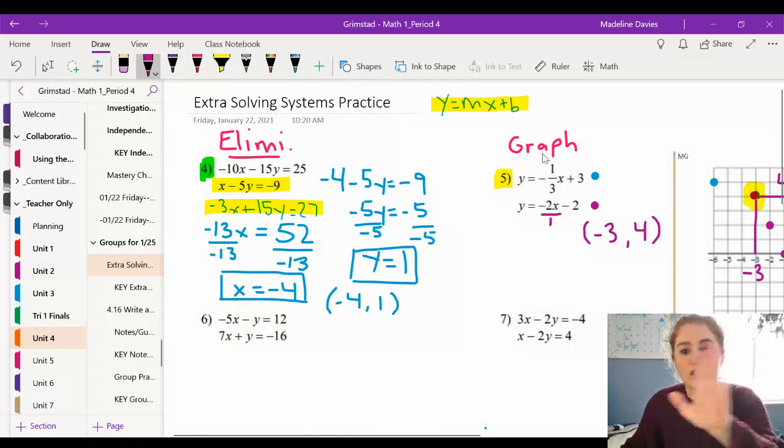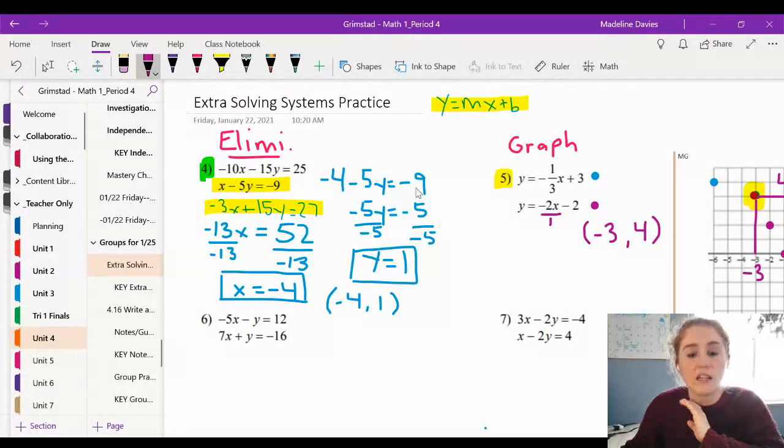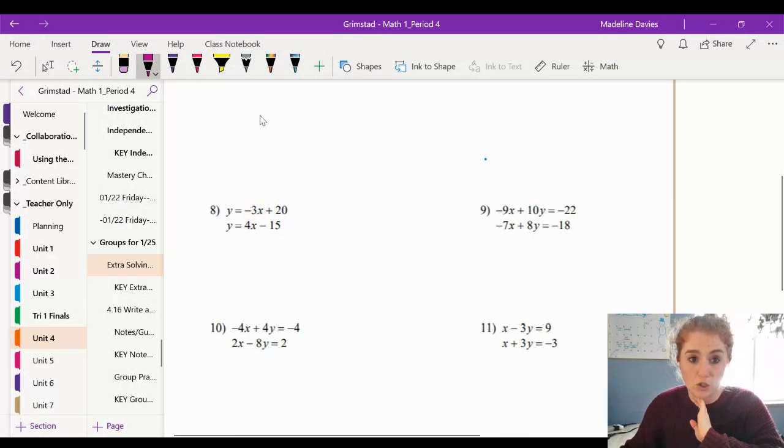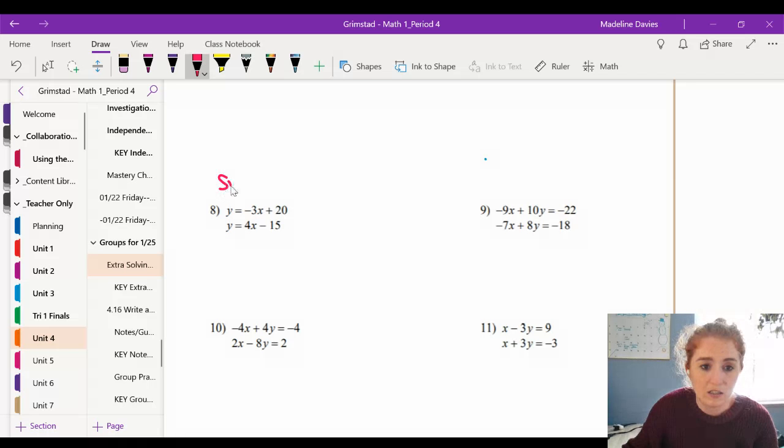Okay, so let's try. We have elimination. We have graphing. So let's try doing a substitution this time. So I'm going to go down here. I know that this one is actually going to be substitution.